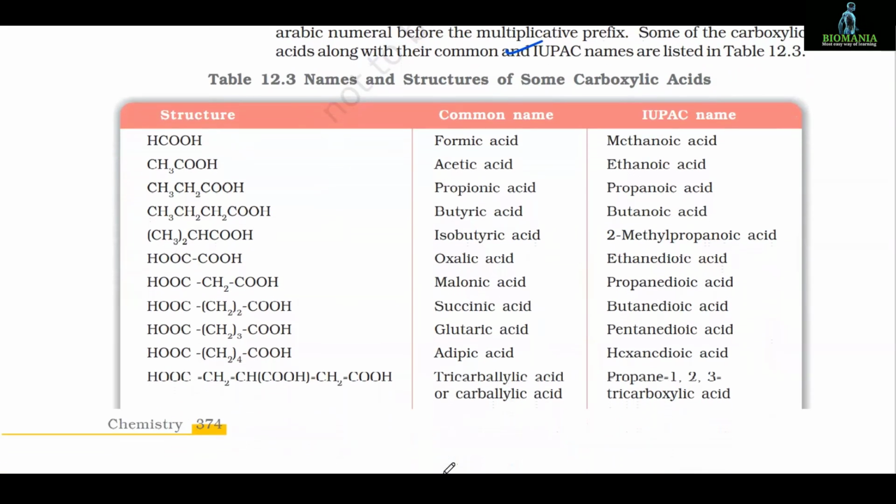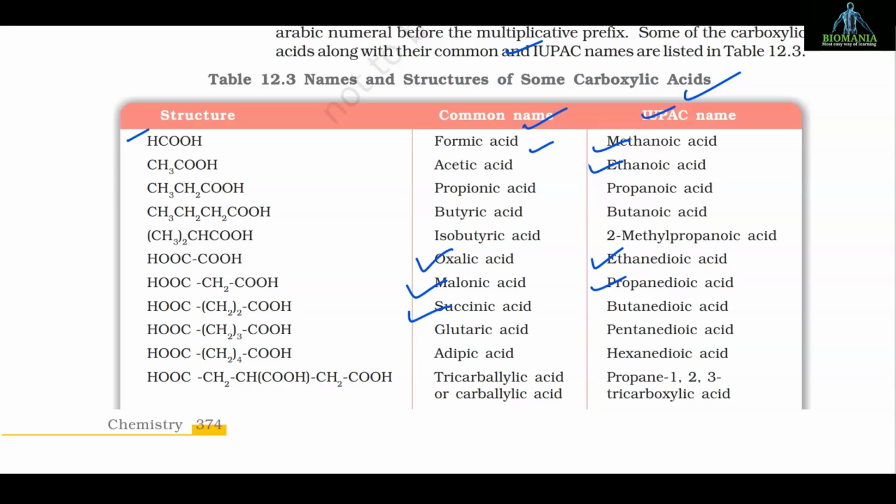Here you can see the table 12.3, names and structures of some carboxylic acids. Structure here you can see, and the common name and their IUPAC name I am reading. Formic acid, methanoic acid. Acetic acid, ethanoic acid. Propionic acid, propanoic acid. Butyric acid, butanoic acid. Isobutyric acid, 2-methylpropanoic acid. Oxalic acid, ethanedioic acid. Malonic acid, propanedioic acid.